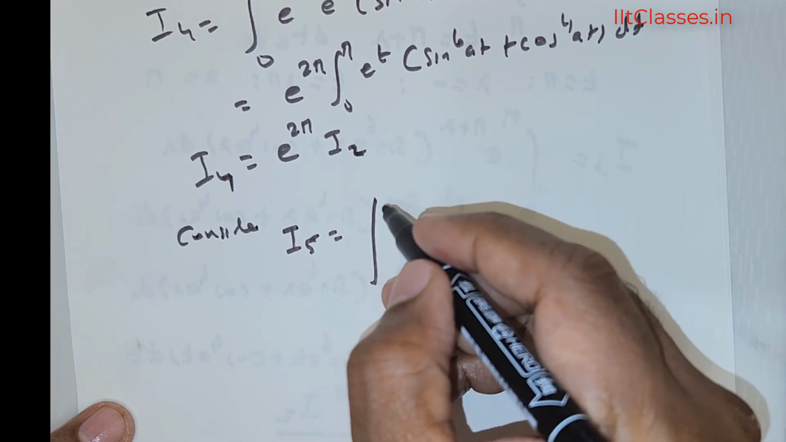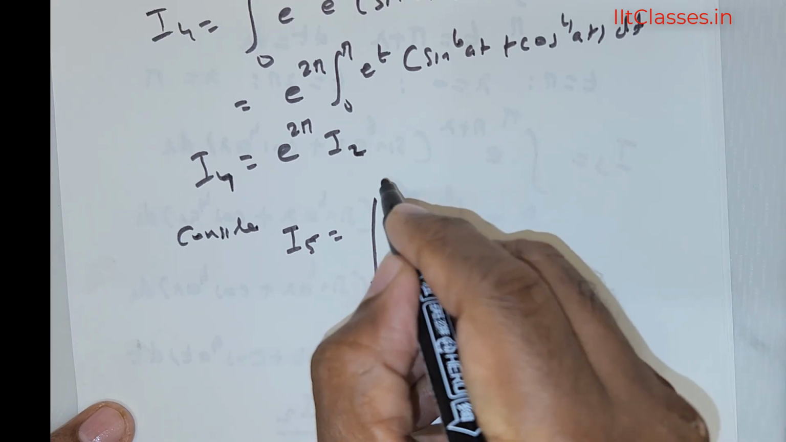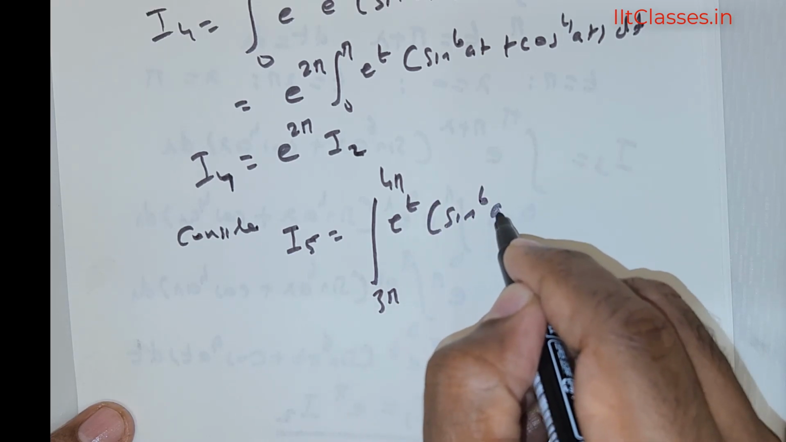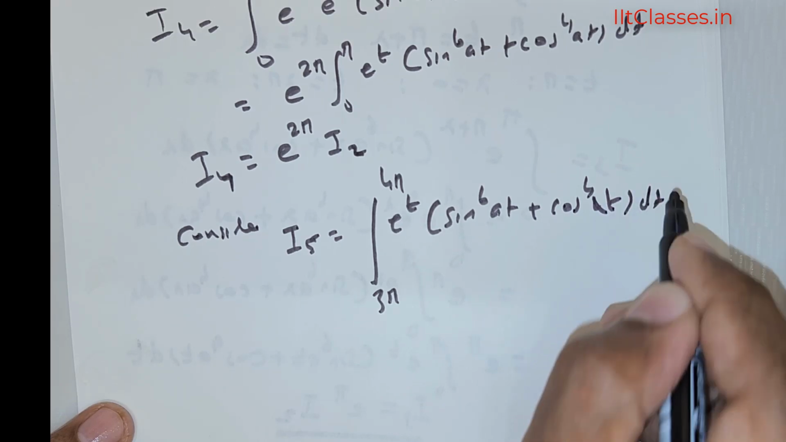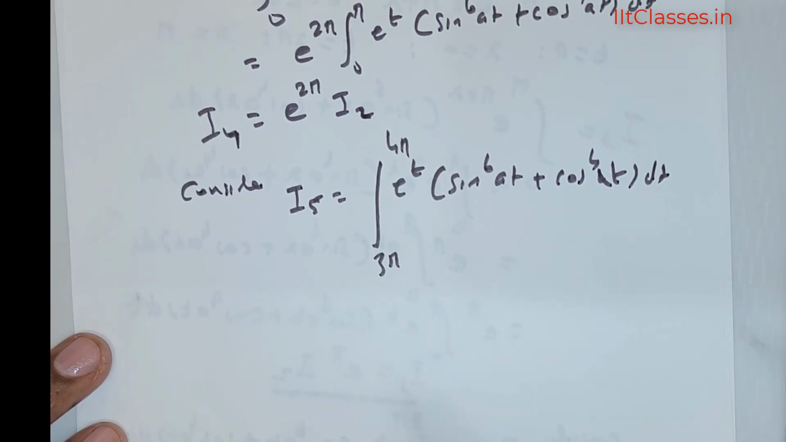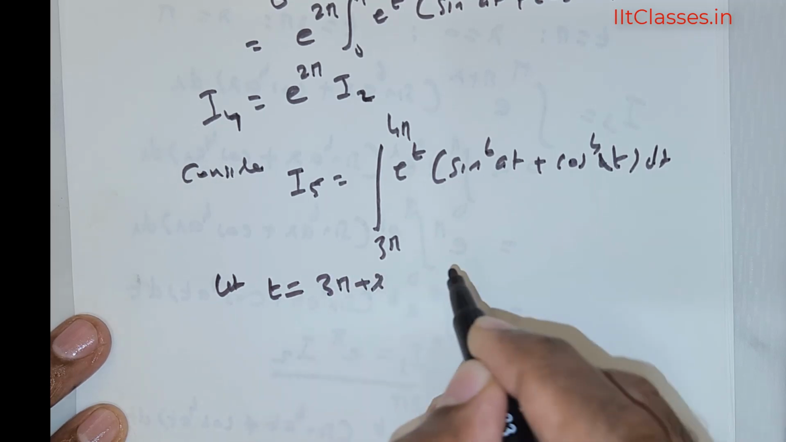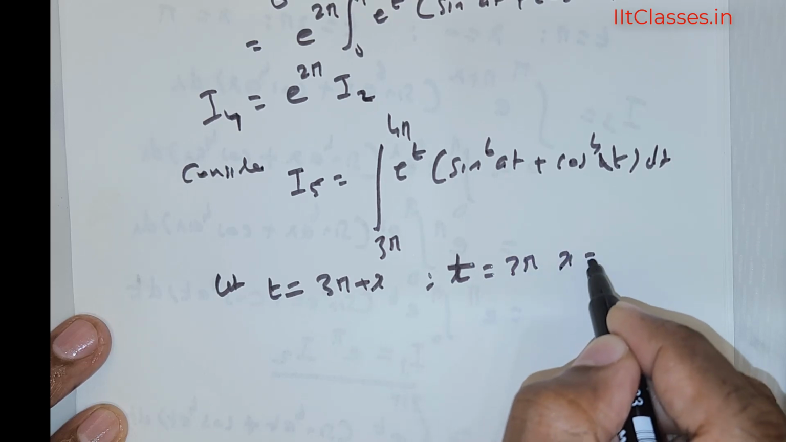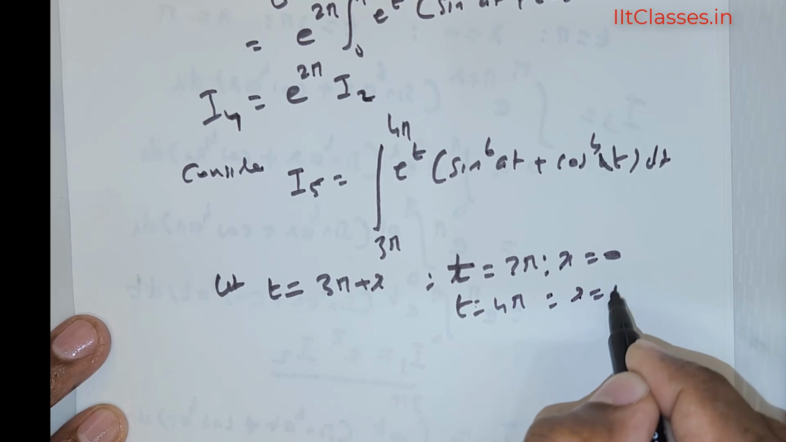Now let me consider our I₅, which is going to be the integral. Initially it was 2π to 3π, so this is going to be from 3π to 4π of e raised to the power of t times sin⁶t plus cos⁴t times dt. Now let me take t to be equal to 3π plus x. So when t is equal to 3π, my x is equal to 0. When t is equal to 4π, my x is equal to π.